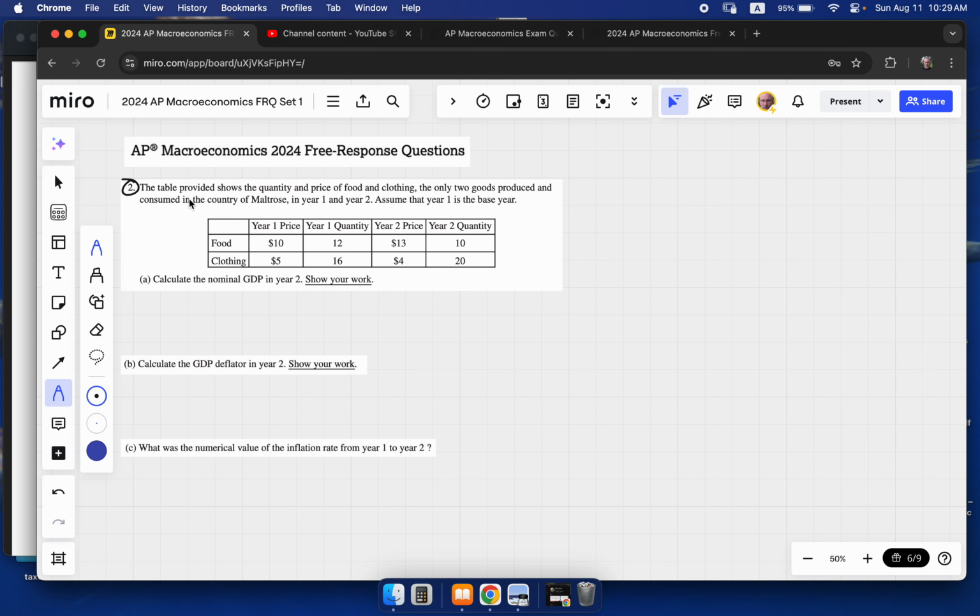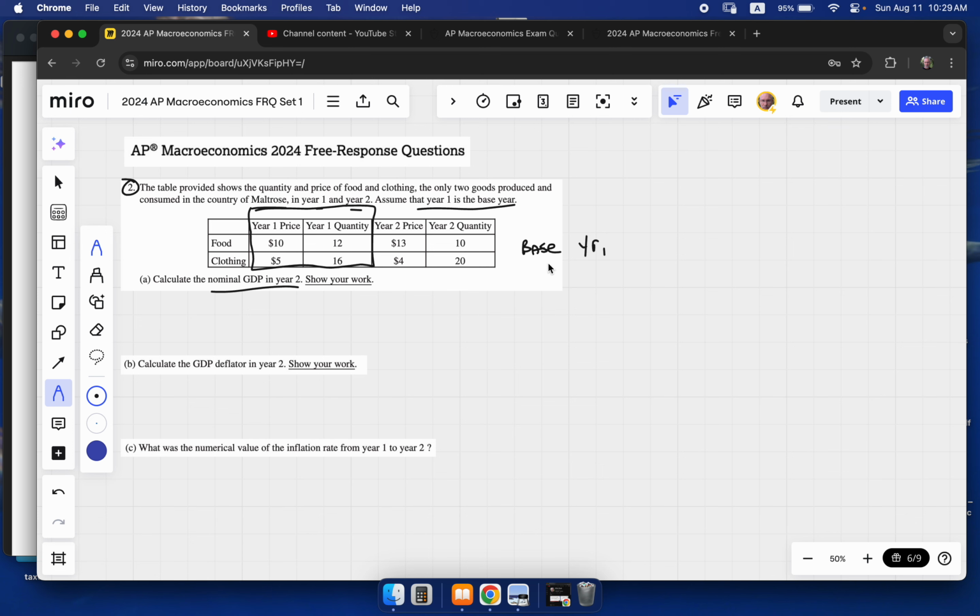The table provided shows the quantity and price of food and clothing, the only two goods produced and consumed in the country of Maltros in year 1, year 2. Assume that year 1 is the base year. So our year 1 is our base year. We're looking for nominal GDP for year 2, but let's do year 1 first.